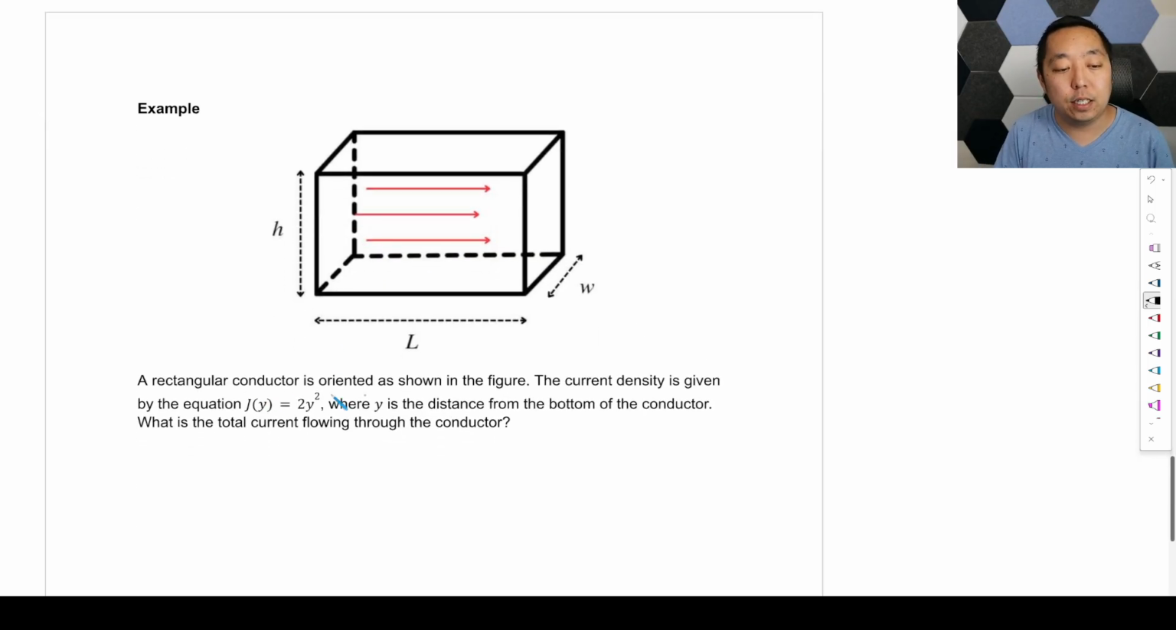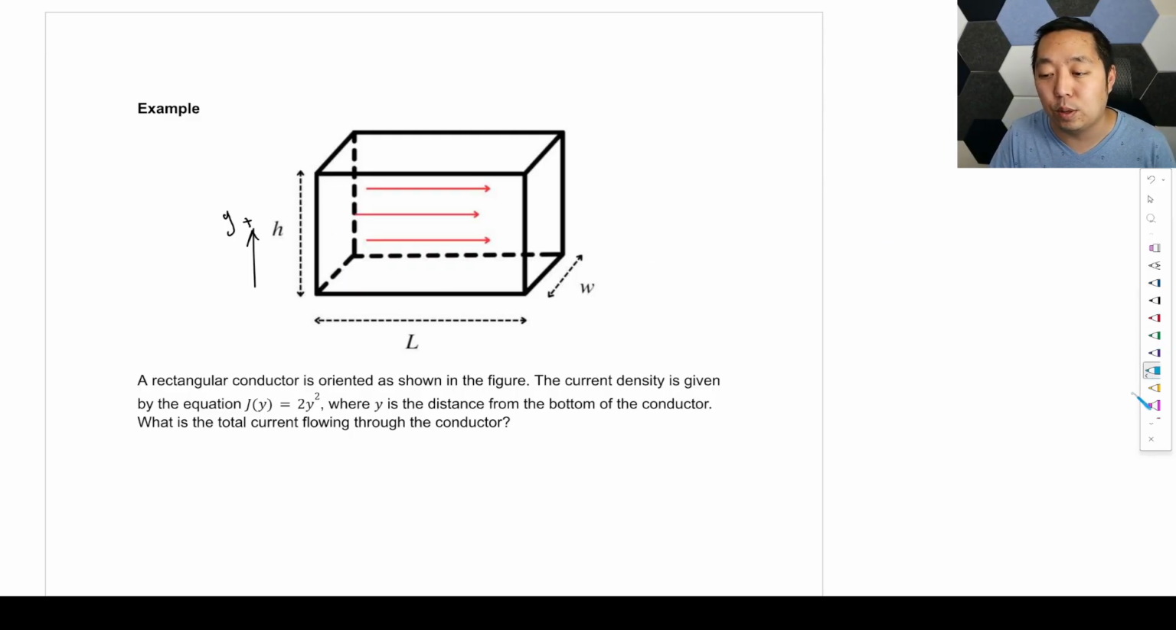Let's look at another one here. A rectangular conductor is oriented as shown in the figure. The current density is given by J of y equals 2y squared, where y is the distance from the bottom of the conductor. So this is my y-axis there. What is the total current through the conductor? The density varies with this vertical distance.